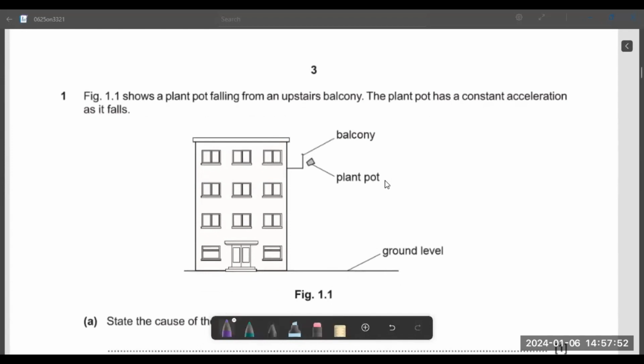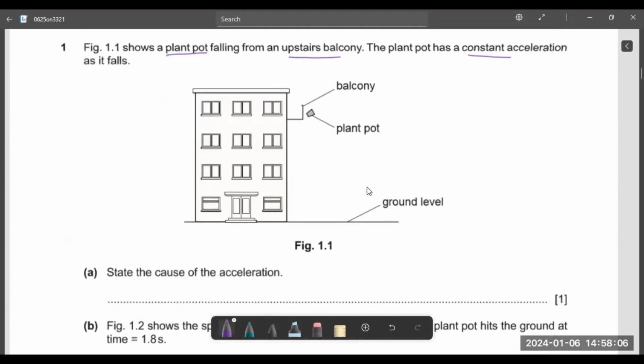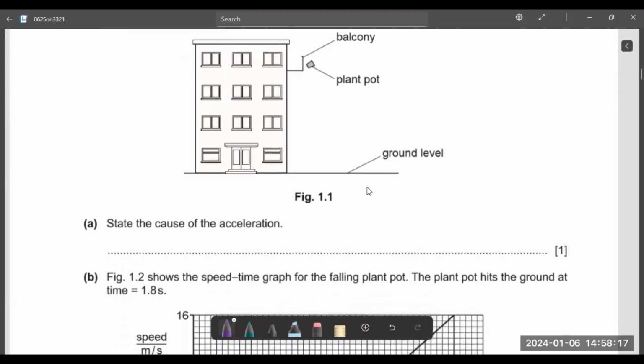Here the first question is: Figure 1.1 shows a plant pot falling from an upstairs balcony. The plant pot has a constant acceleration. Here we can see the plant pot is falling from the balcony. The first question is, state the cause of acceleration. Here the acceleration is caused due to gravity.